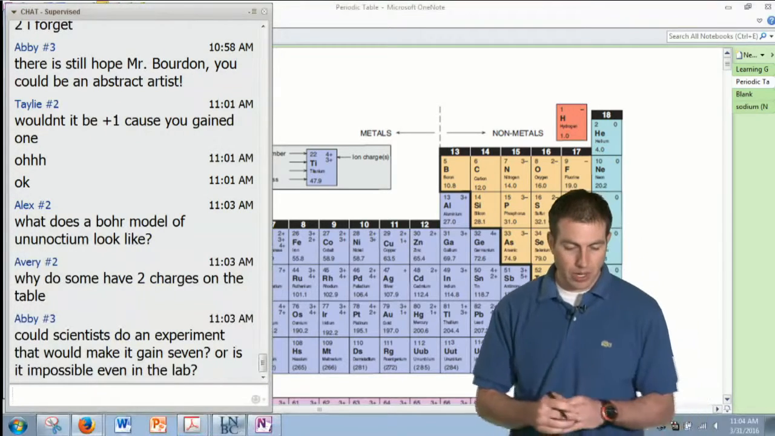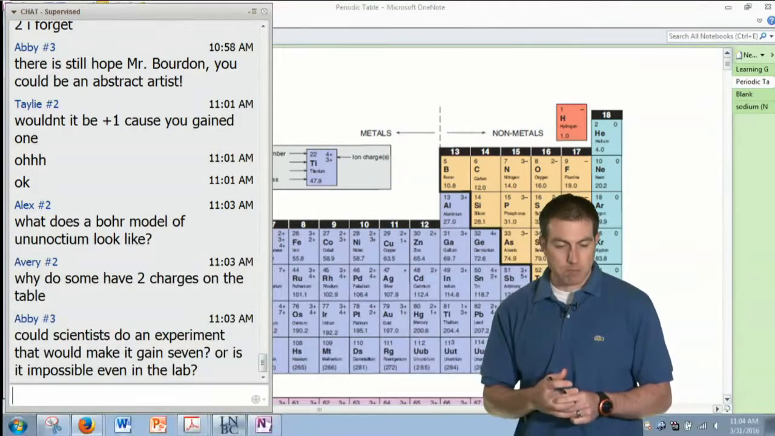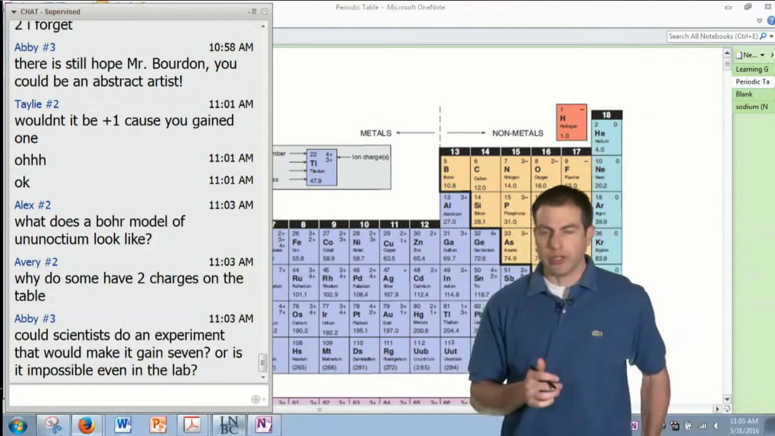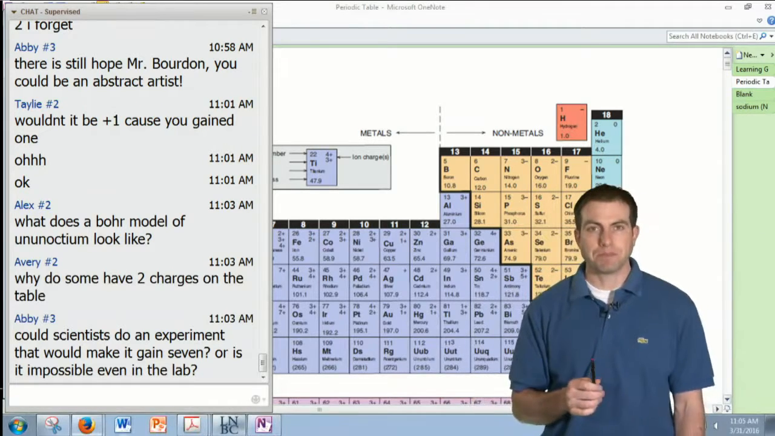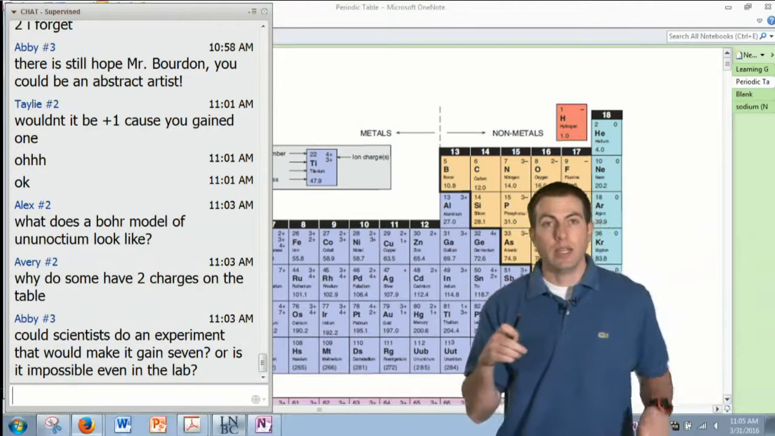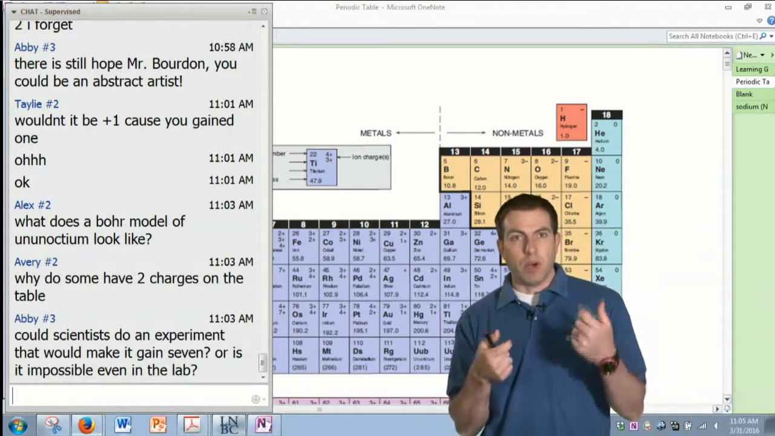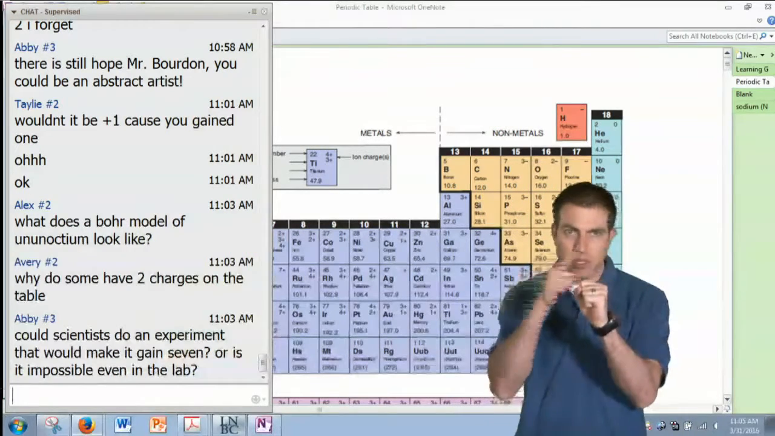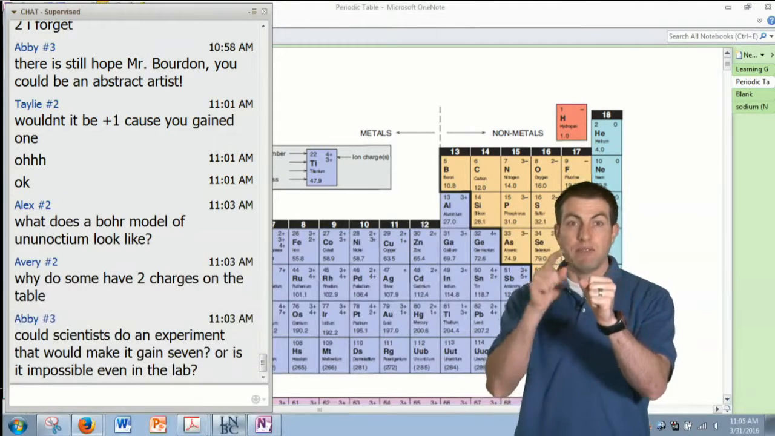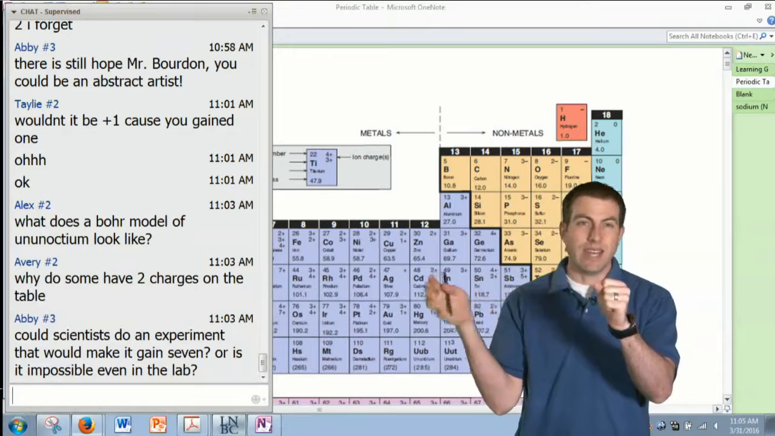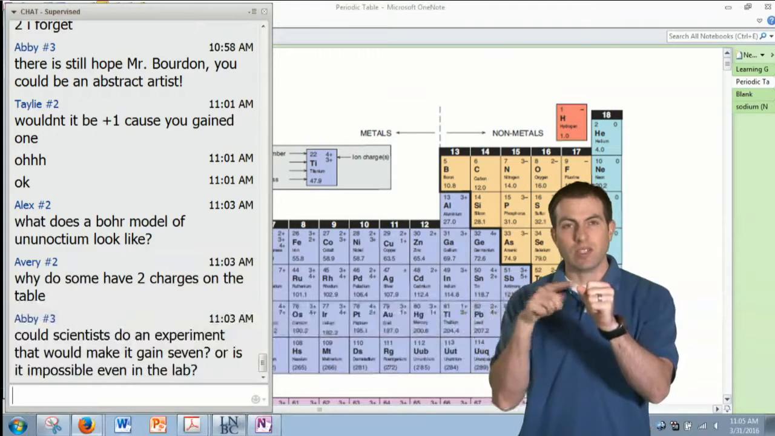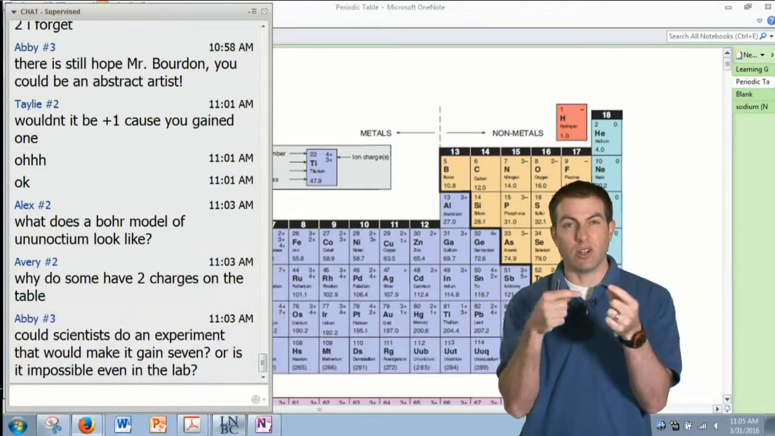Could scientists do an experiment which would make it possible to gain 7, or is it impossible even in the lab? I'm not sure if they could or not. The problem that you run into is that the electrons buzzing around the outside stick together with the positive charges in the nucleus. So you have those positives in the middle, and then you have the negatives buzzing around the outside. If I have like 5 positives in the middle, and 5 negatives around the outside, and I add a bunch more electrons, there's nothing really to hold those electrons there. The charges are all kind of balanced out.